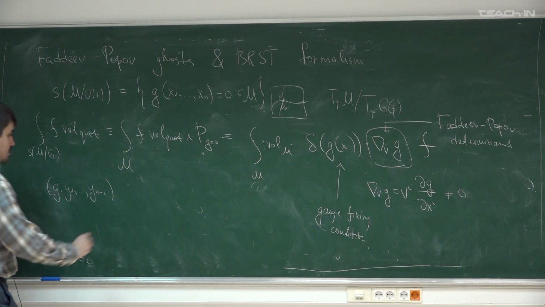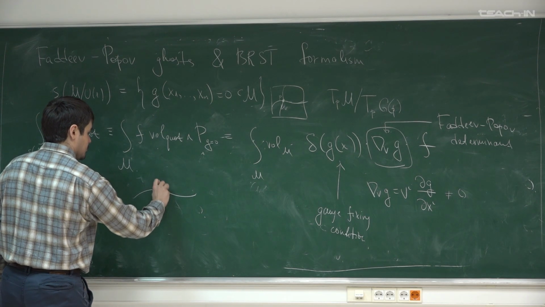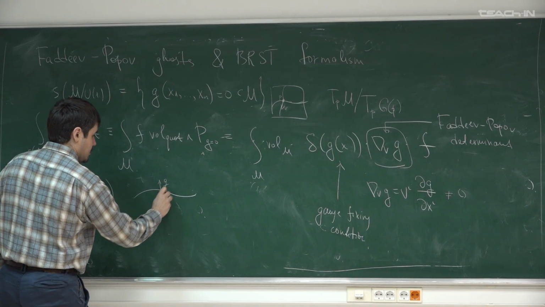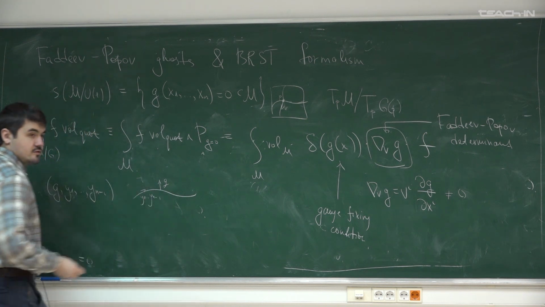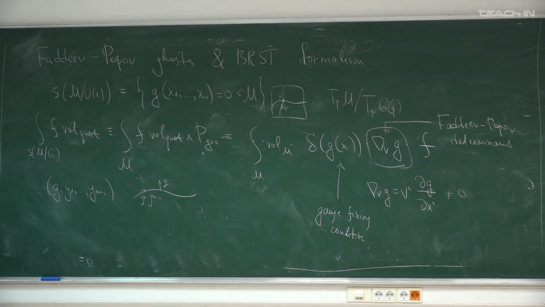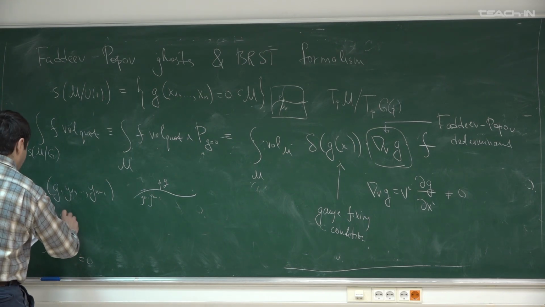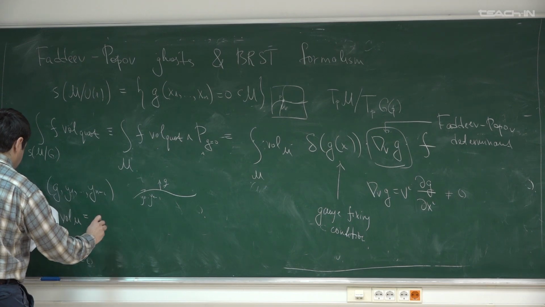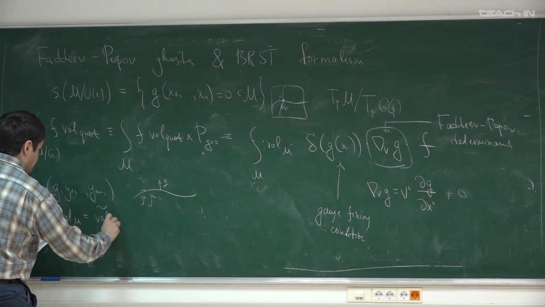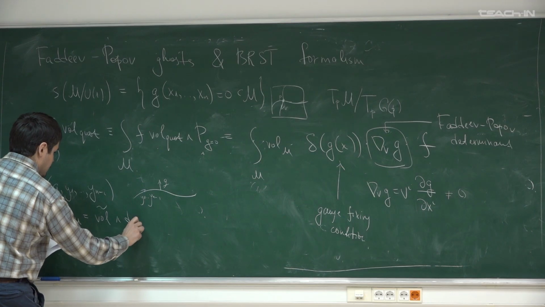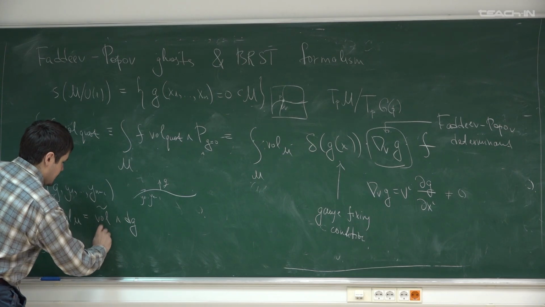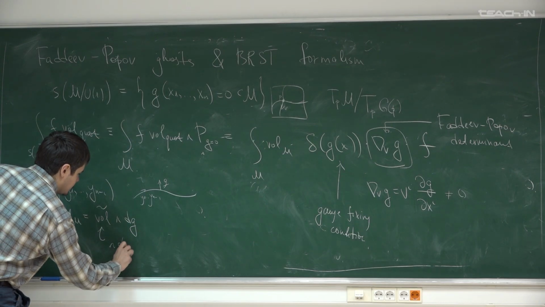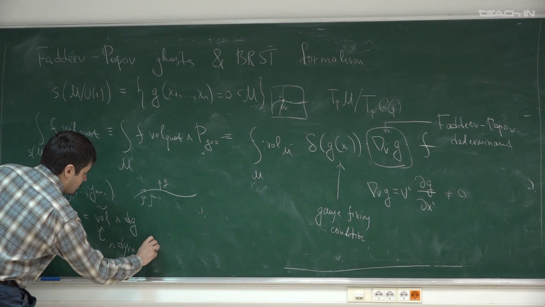So g is the normal coordinate, and y1, ..., yn minus 1 are along the submanifold, right? So we can write the volume form on M as volume tilde wedge dg, where this volume tilde involves only, so this is something proportional to dy1 ... dyn minus 1.